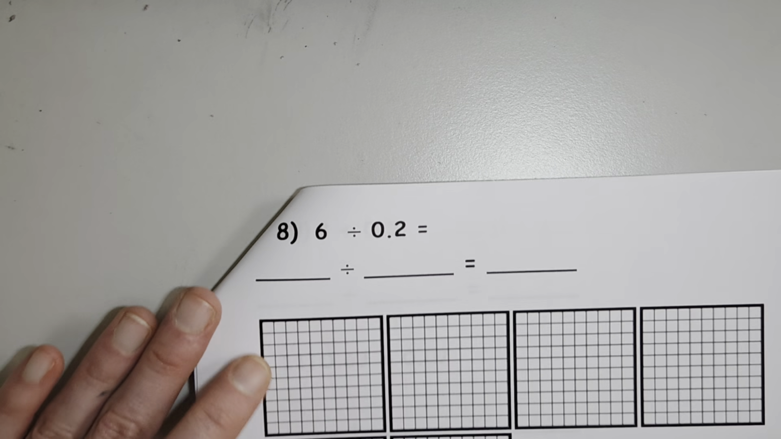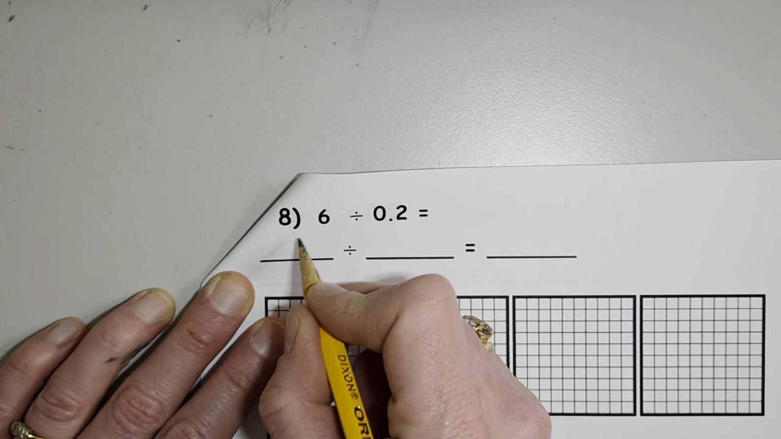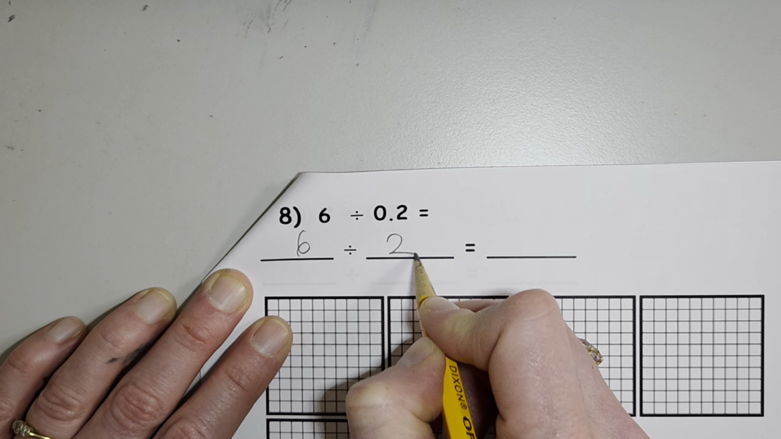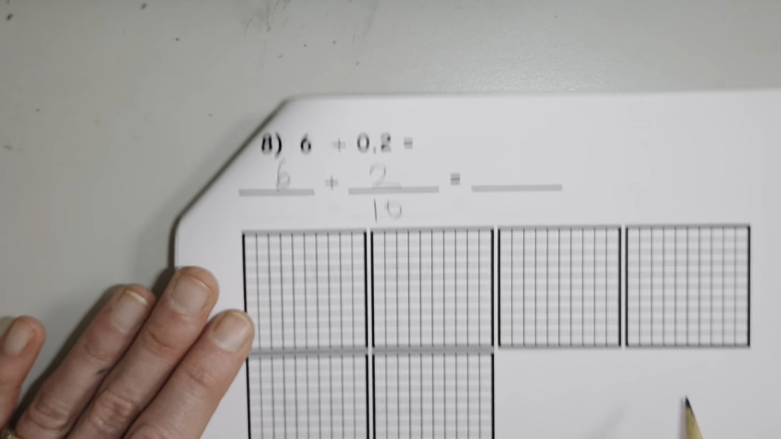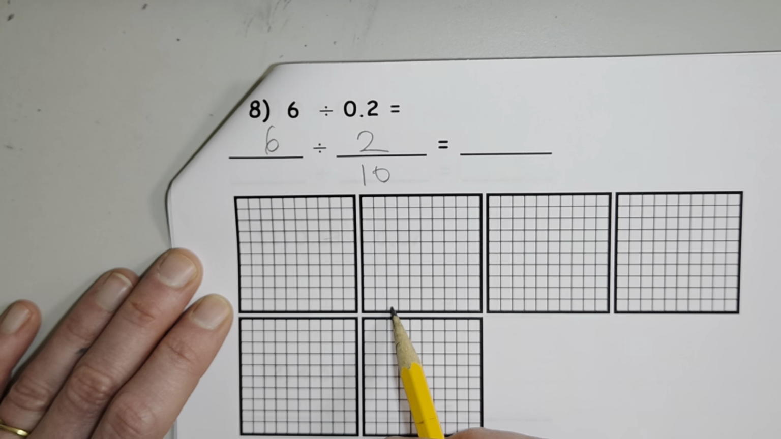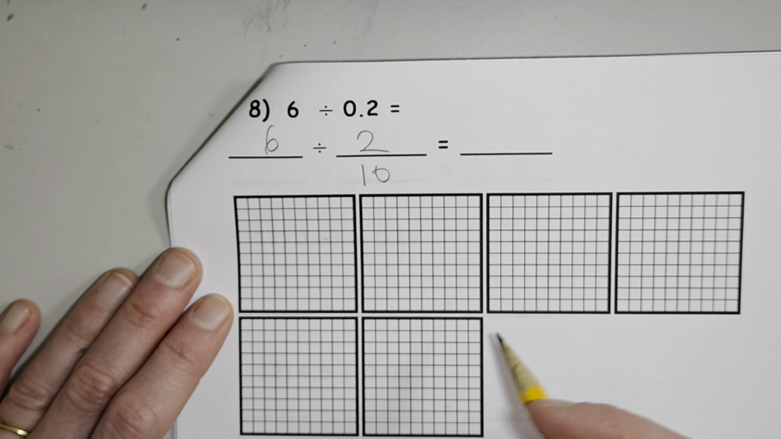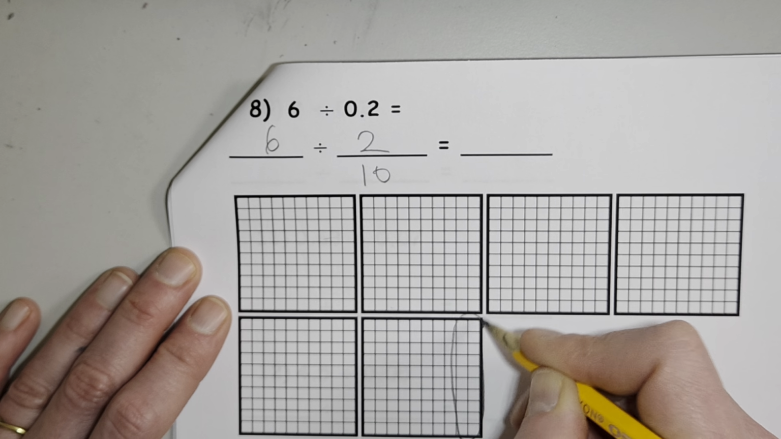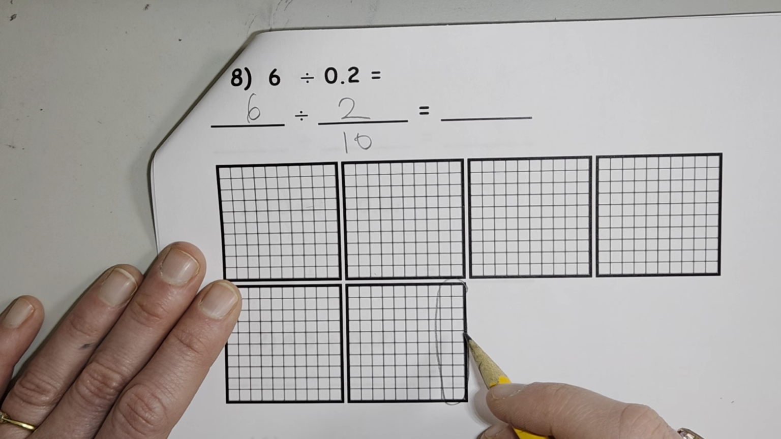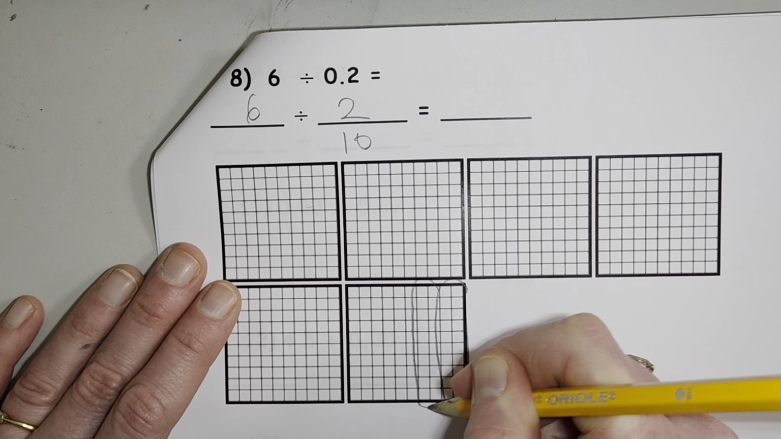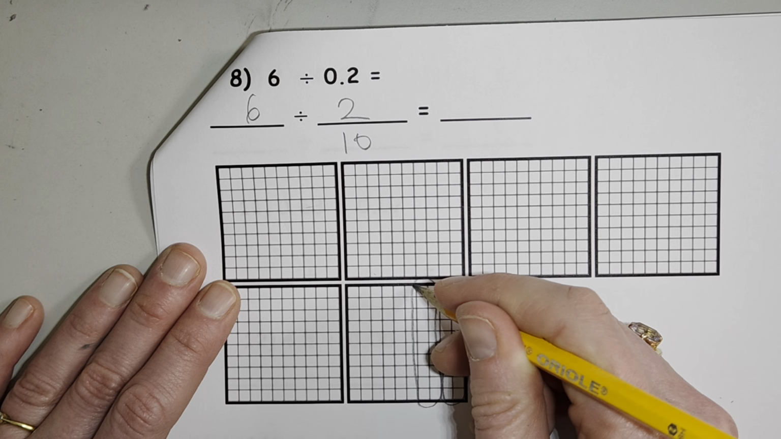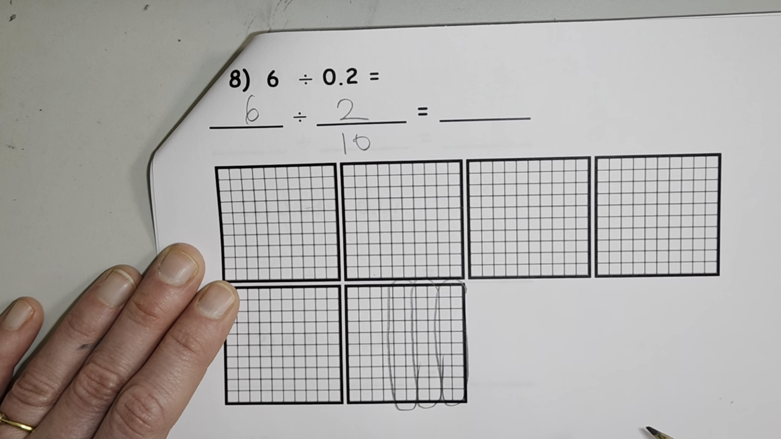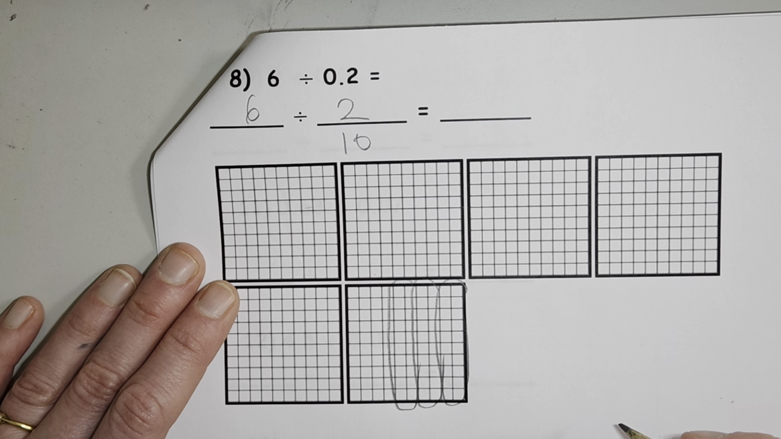Okay, let's do number 8, number 9. 6 divided by 2 tenths. Well, here's our 6. We're not going to need to color that in. How many groups of 2 tenths are in 6? That's what a 2 tenth looks like. If we had to keep circling 2 tenths, we would have a lot of them. So I don't particularly want to do that.